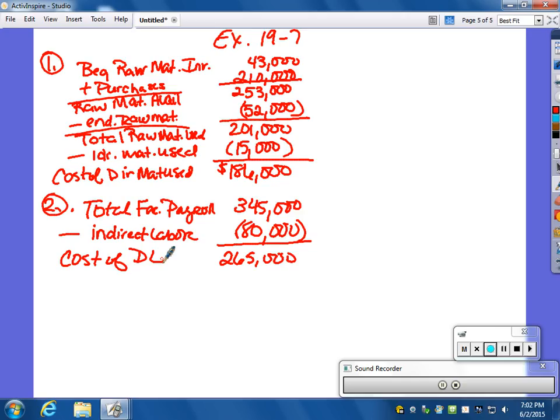Okay, what's the third requirement? What are they asking us for? The cost of goods manufactured. What do we start with? The beginning work in process, which was how much? 10,400. Where did you find 10,400? At the top. Okay, I see. Good.